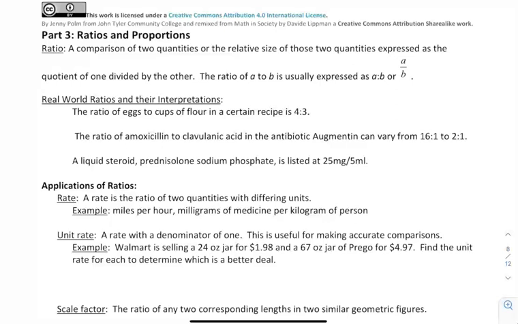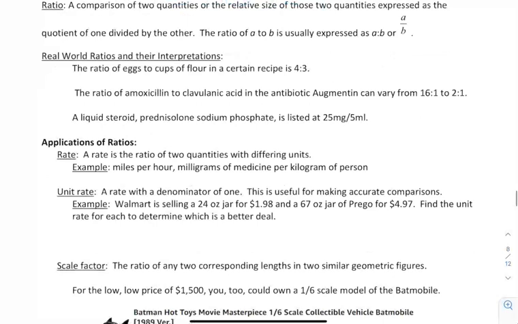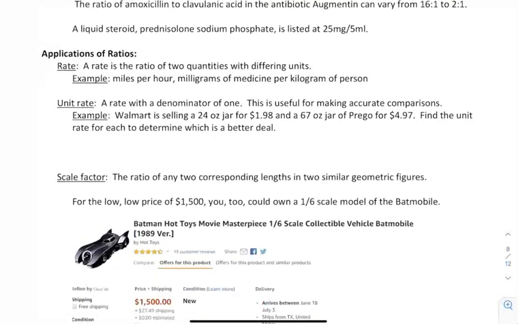Ratios are very helpful for us when dealing with rates. Rates are ratios of two quantities with different units. We see these all the time: miles per hour, milligrams of medicine per kilogram. A unit rate is a rate that has a denominator of 1. These are really useful when you're trying to make comparisons.